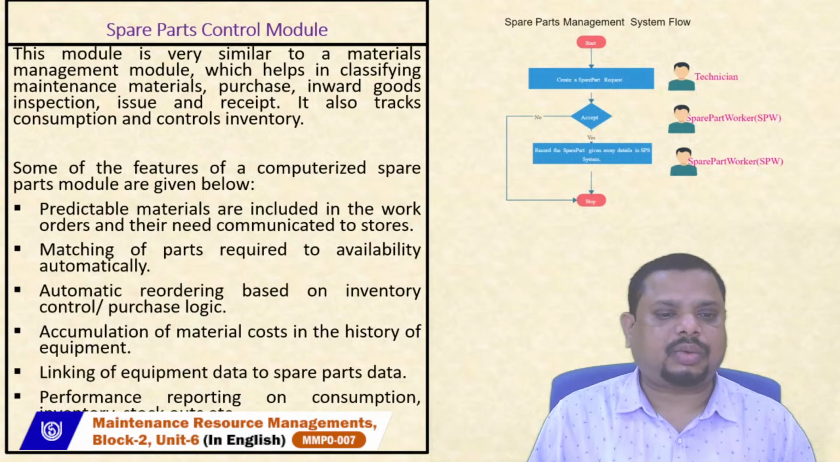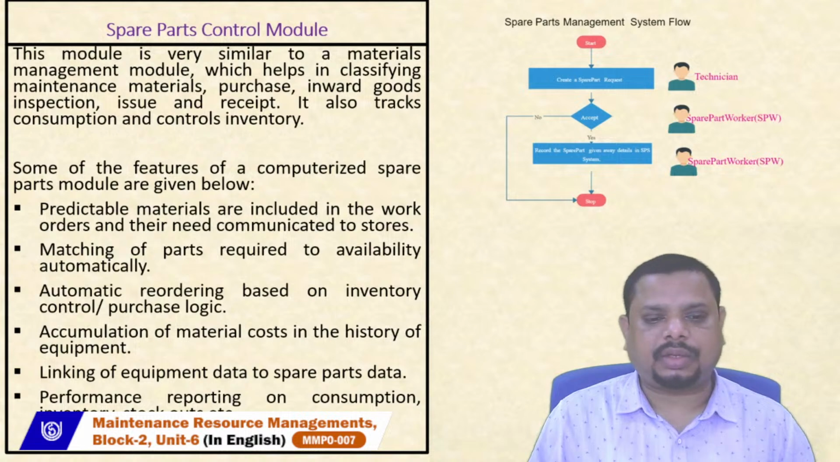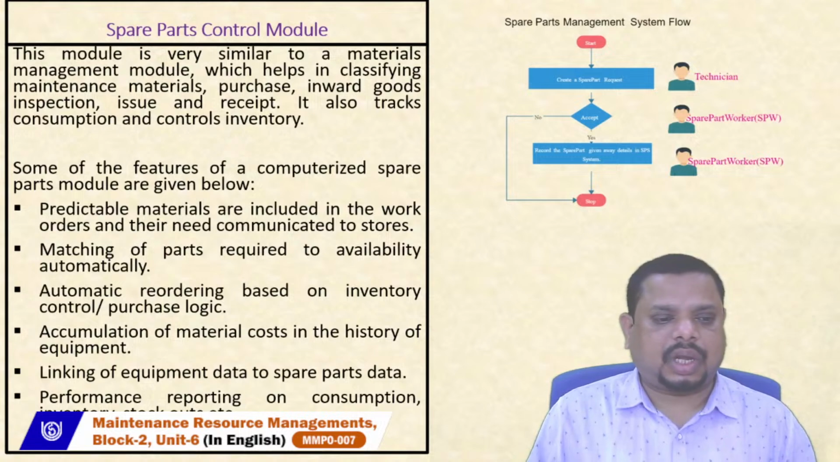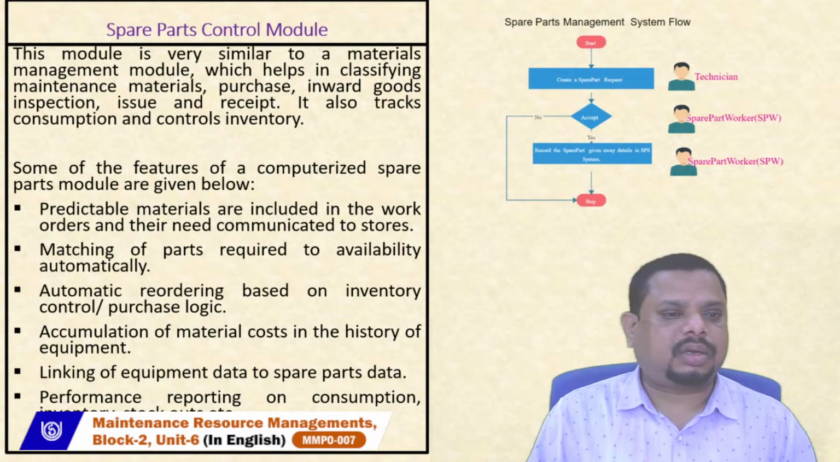Then matching the parts required to availability automatically. Then automatic recording based on the inventory control and purchase logics. It is the duty of the maintenance department as well as the store department to automatically record inventory control and purchase logic. Then accumulation of material cost in the history of equipment. The next one is linking of equipment data to spare parts data. And the last one is performance reporting on the consumption, inventory, and stockouts. So these are the key features of the computerized spare parts module.